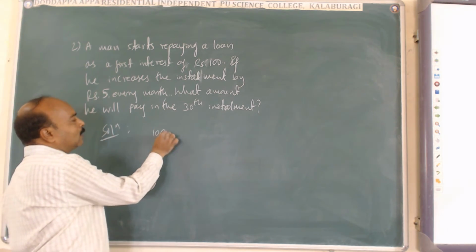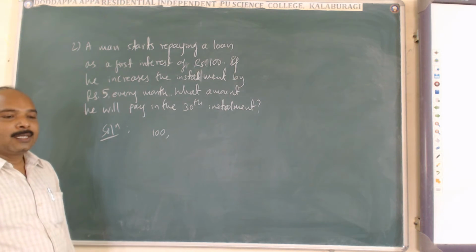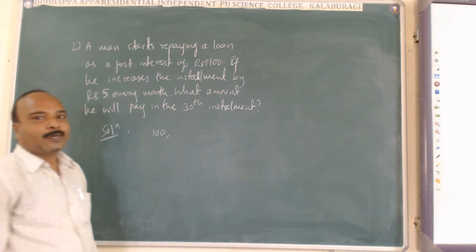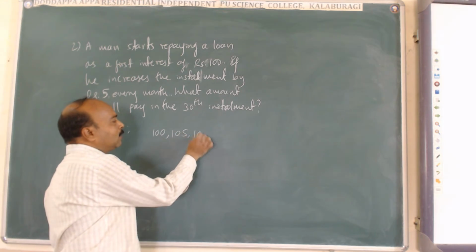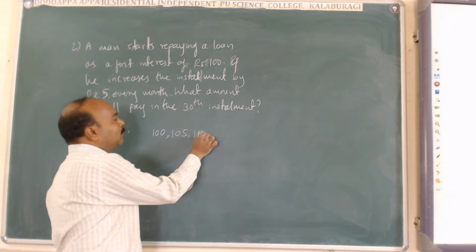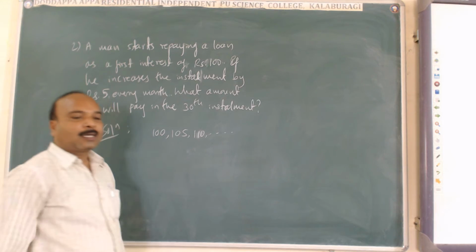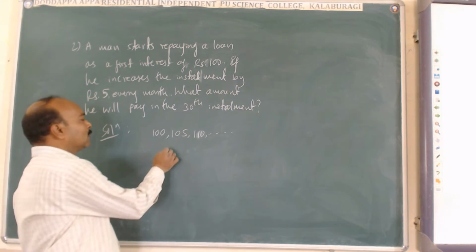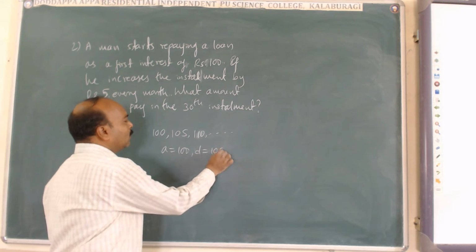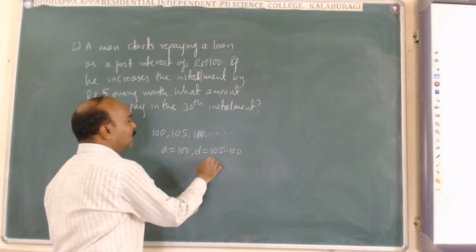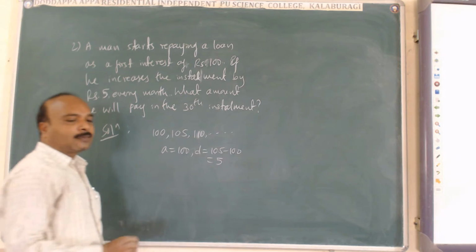Starting amount is 100. Every month he will increase his installment by rupees 5. Means next month he will pay 105 rupees. After that he will pay 110 rupees, and so on. It is our arithmetic progression. Here the value of a is 100, d is 105 minus 100, it is 5. That is, the common difference is 5.